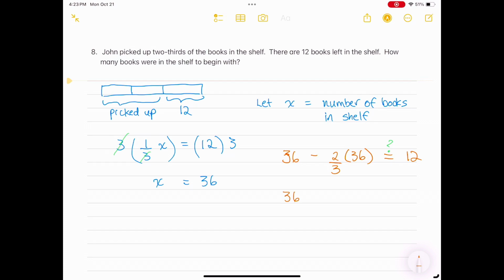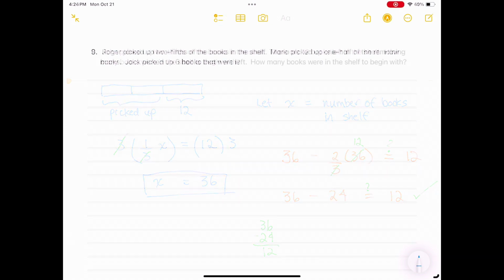Begin by simplifying 2/3 times 36. The 3 in the denominator goes into 36, the numerator, 12 times. 2 times 12 equals 24. Does 36 minus 24 equal 12? We do that calculation on the side, and we find that yes, it does. The solution, x equals 36 books, is correct.